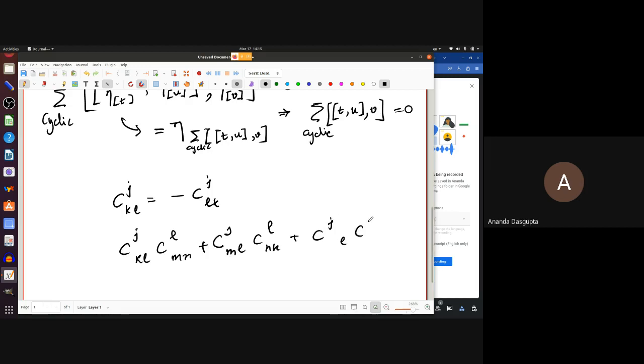C^J_, the L's, and the J will be, J is a free index, L is a dummy. They will not be affected in the cyclic sum. But then you have N, K, M. This sum has to be 0. This will work, of course, for all J, all K, all M, all N. Saying that it works for all L, of course, doesn't make sense because L is not even an index here. L is just a dummy for the summation.